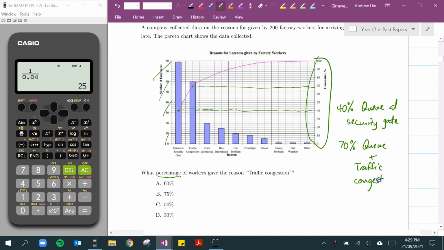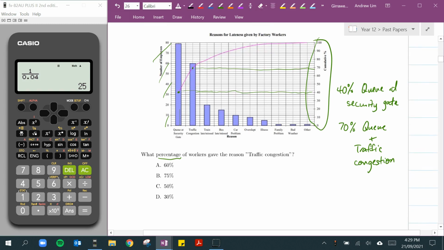Okay, because this is a cumulative polygon. This is a cumulative polygon. Therefore, only 30% gave that reason, traffic congestion.